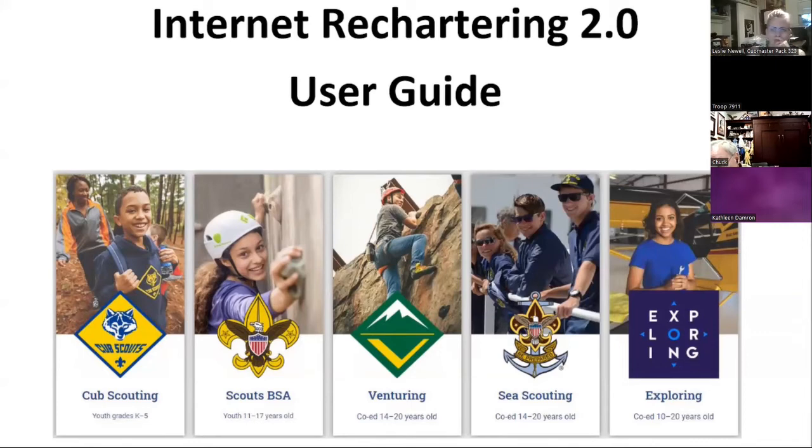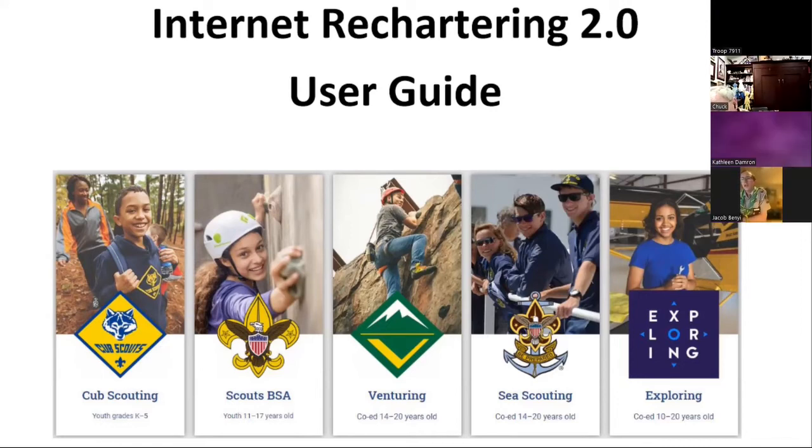And what we have learned is the most common problem is when you try to add adults through the recharter process. Because when you upload an adult application with criminal background check forms, with youth protection certificates, that knocks it out of the AutoPost eligible category, and it has to run through the old process of being validated by the council before it gets sent to national.